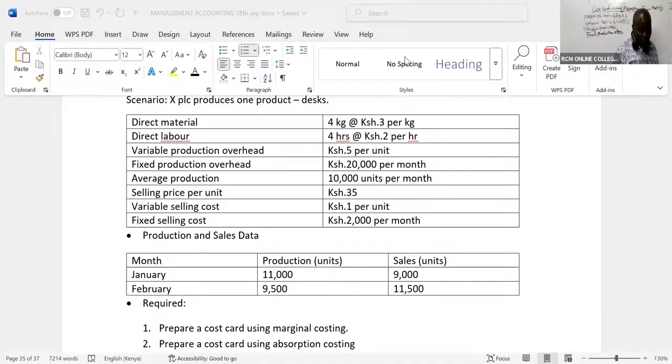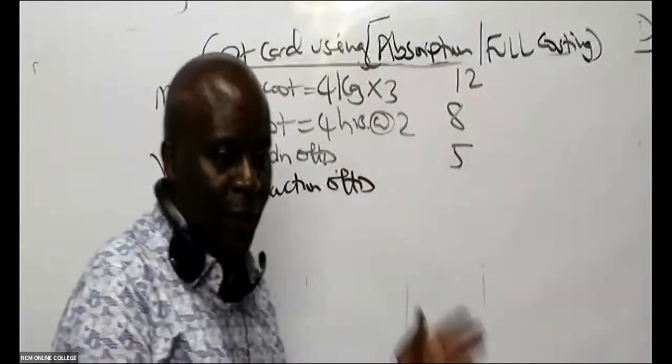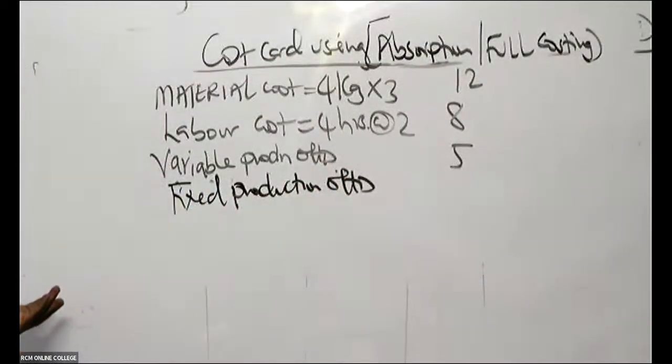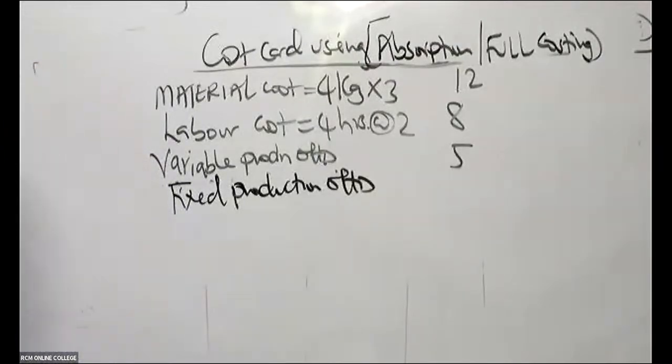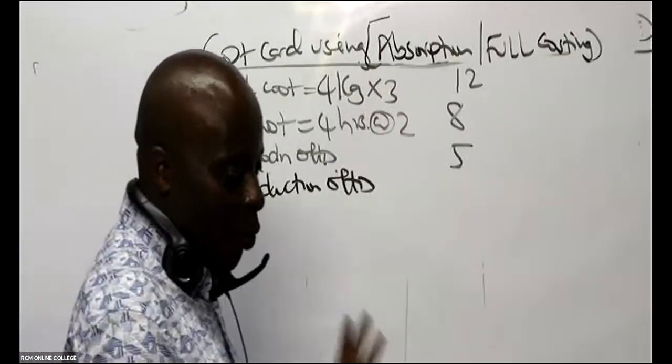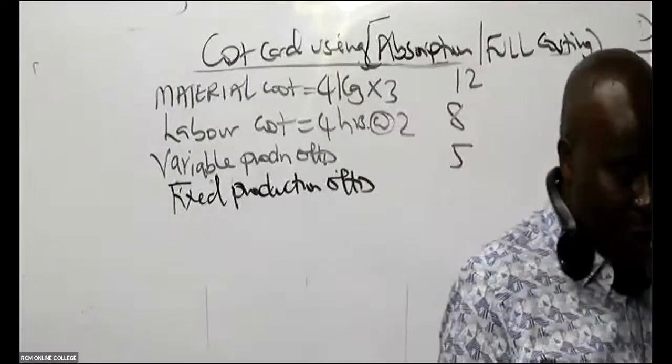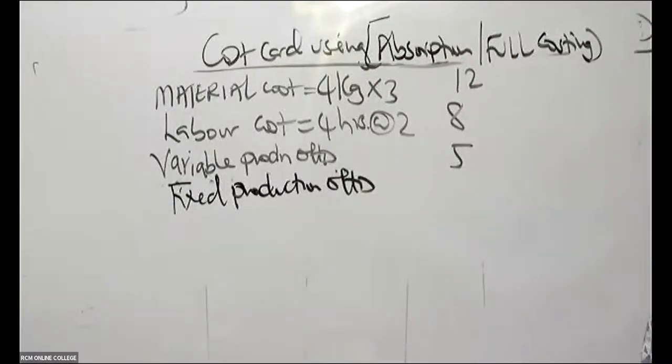And you need to be very fast like myself. I mean, you can see how fast I've written, I've just finished writing. And you are the Gen Zs. Remember, you can't take my shortcut. Karibu. This is number 2, cost card using absorption, or what we have also called in the past, full costing.